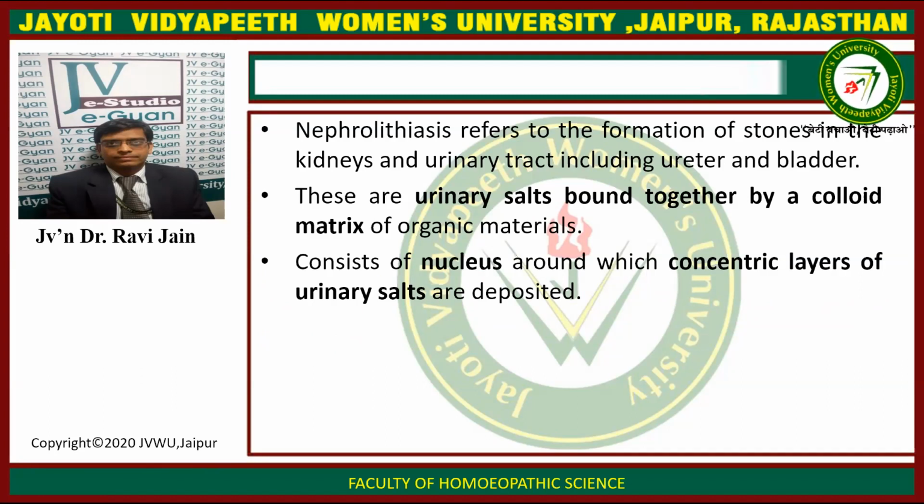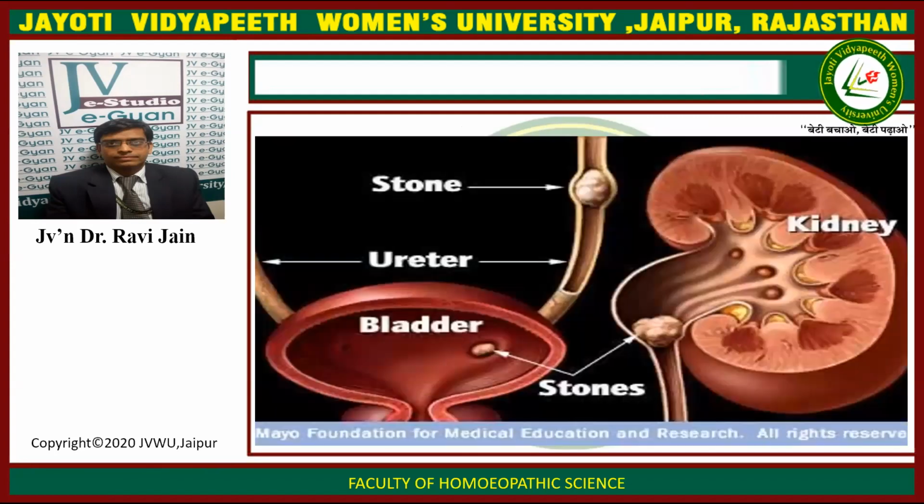What are kidney stones? Kidney stones are basically urinary salts bound together by the colloid matrix of organic material. A stone consists of a nucleus around which concentric layers of urinary salts are deposited. This is the location in which the stone is usually impacted: in the ureter, the bladder, and the kidneys.